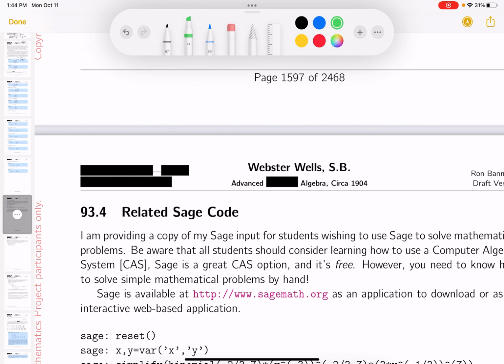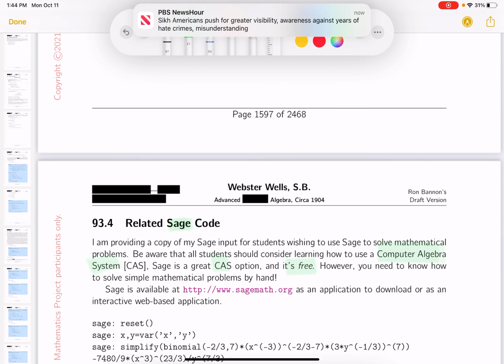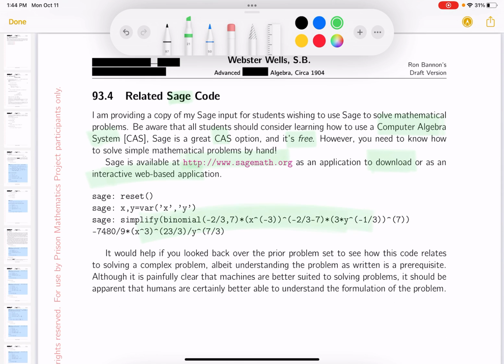You get to the Sage. What's Sage? I hope you realize that we've been doing this for a while now. It's a computer algebra system, or a CAS. It's open source, which means it's free to download. Download it or use the interactive web-based application. You try to type in this code over here. It says, why would I do that? Let's see if you can do it. Expand it. It has something to do with the problem set that we just did.